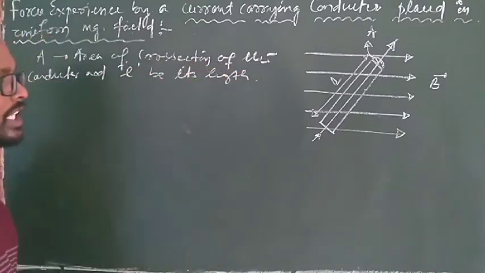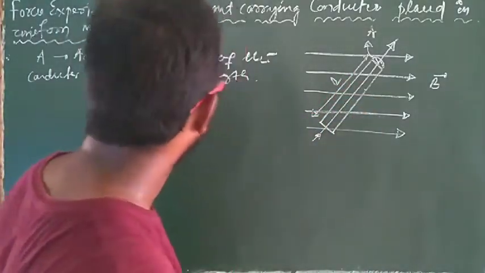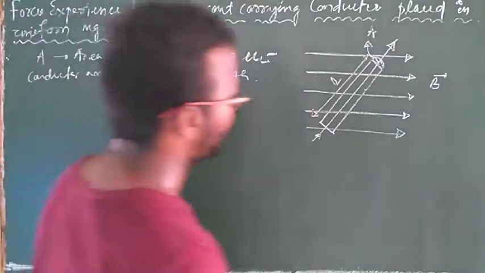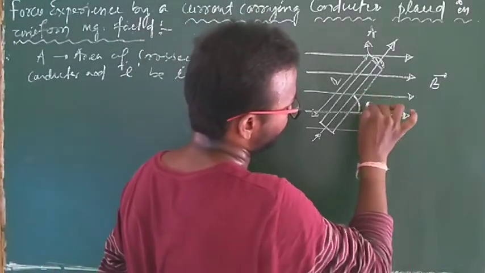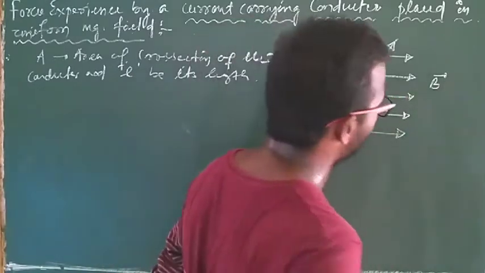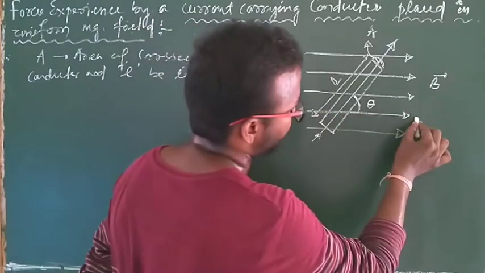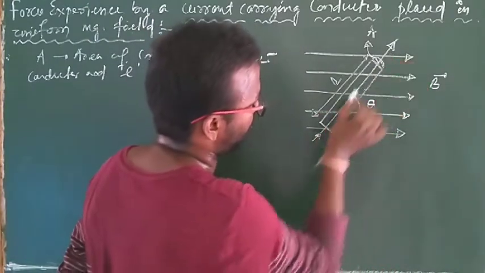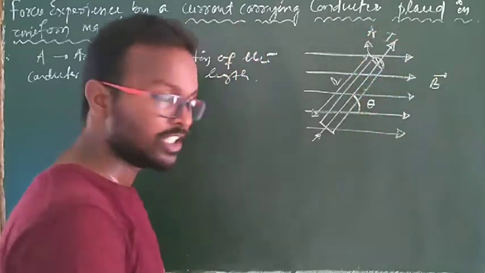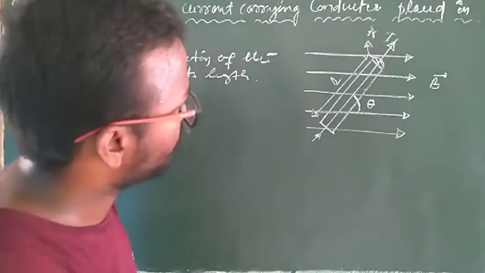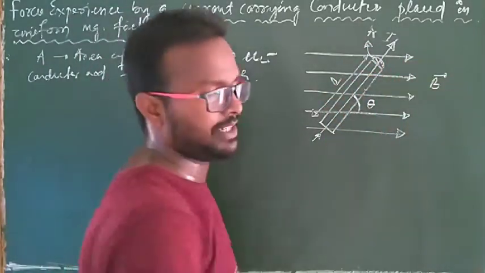That means the total length of the conductor which is placed inside a uniform magnetic field B is L. Clear? Suppose this conductor makes an angle theta with the direction of magnetic field. This is the direction of magnetic field, this is a current carrying conductor, and this is the direction of flow of current I. So here we have to find the total force experienced by this conductor inside uniform magnetic field B.